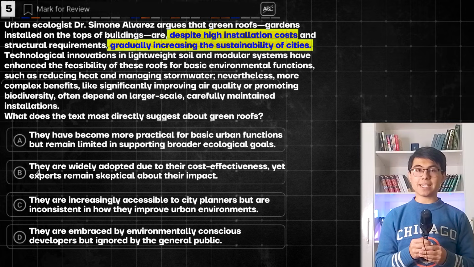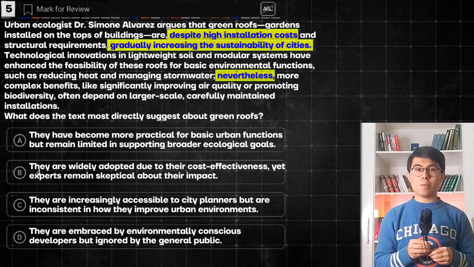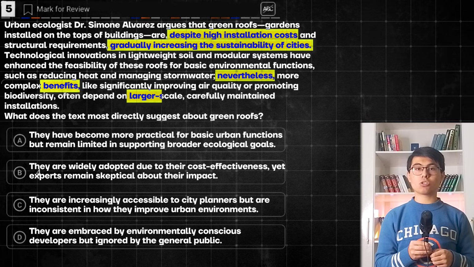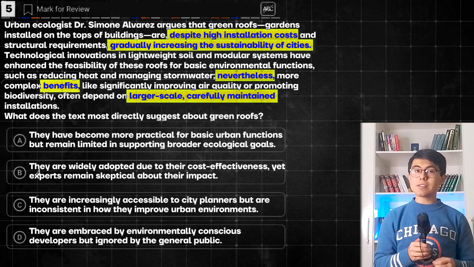Technological innovations in lightweight, solar and modular systems have enhanced the feasibility of these roofs for basic environmental functions such as reducing heat and managing stormwater. Nevertheless, more complex benefits like significantly improving air quality or promoting biodiversity often depend on larger scale, carefully maintained installations. And the question is, what does this passage most directly suggest about green roofs?